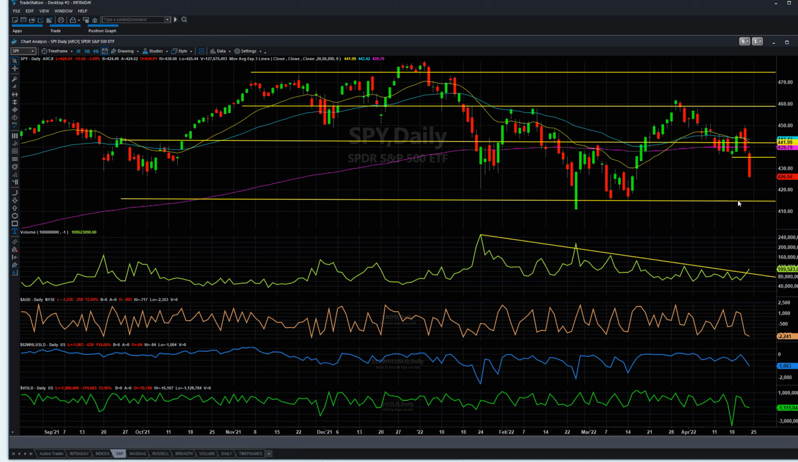Keep in mind, 415 is extremely important. Now, we could come down and test it and then rotate all the way back up again. Whether that rotation is just back up to 440, back up to 460, or breaking out, going up to about the 480 level, we don't know that.